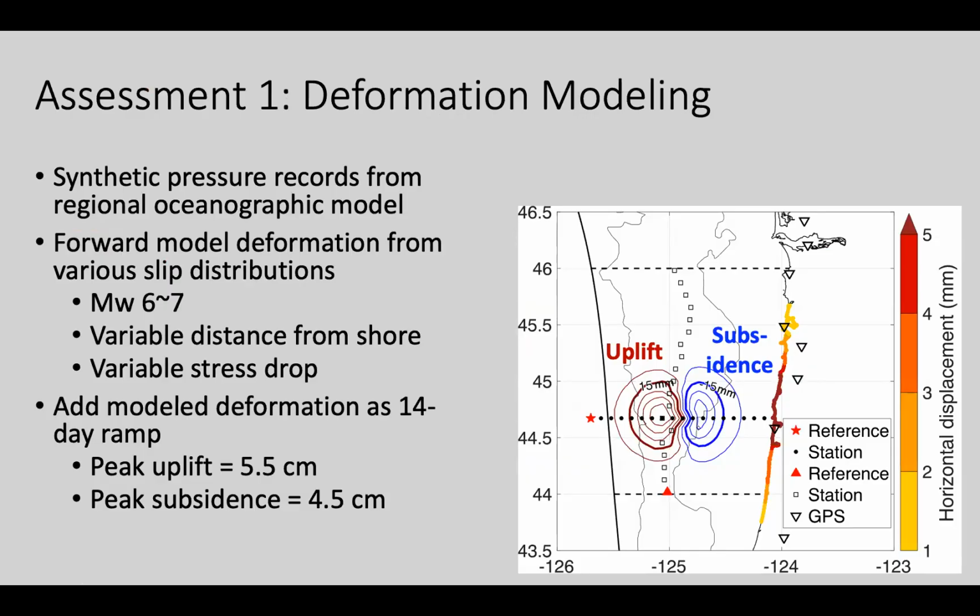And so there's two ways I've gone about that. In Cascadia, I did some modeling with forward models where I considered a range of slip scenarios between magnitude 6 and 7, variable distance from the shore, and changed the stress drop. And then we used output from a regional oceanographic model to create a synthetic data set and add the deformation into that data set. And this is just one example model, which resulted in peak uplift in this red set of contours of about 5.5 centimeters and peak subsidence in these blue contours of about 4.5 centimeters.